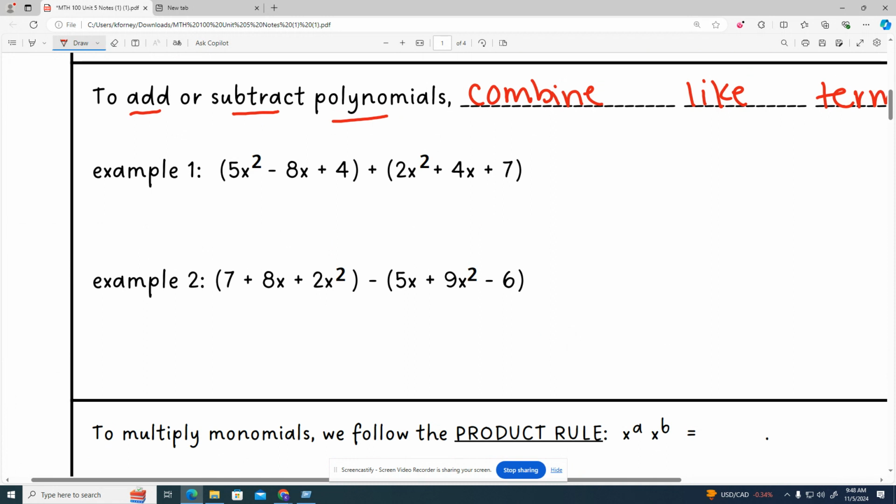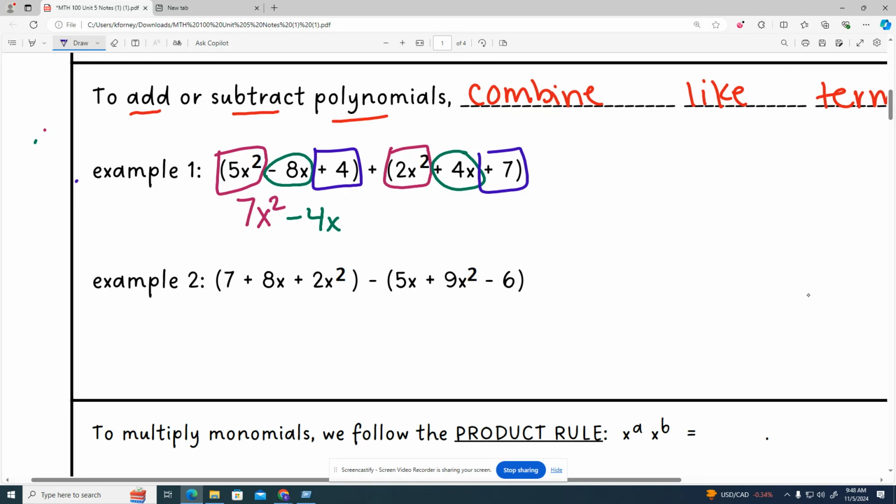So, we're looking at example 1, combining like terms. What is the like term with 5x squared? 2x squared. So 5 plus 2 is 7x squared. I do not change the exponent. Then we have -8x, and that can combine with 4x. So -8 plus 4 is -4x. Okay, lastly, we have plus 4 that can combine with plus 7. So 7 plus 4 is 11. So here is our answer. You know you're finished when you do not have any other like terms. You're good. You can't combine anything.